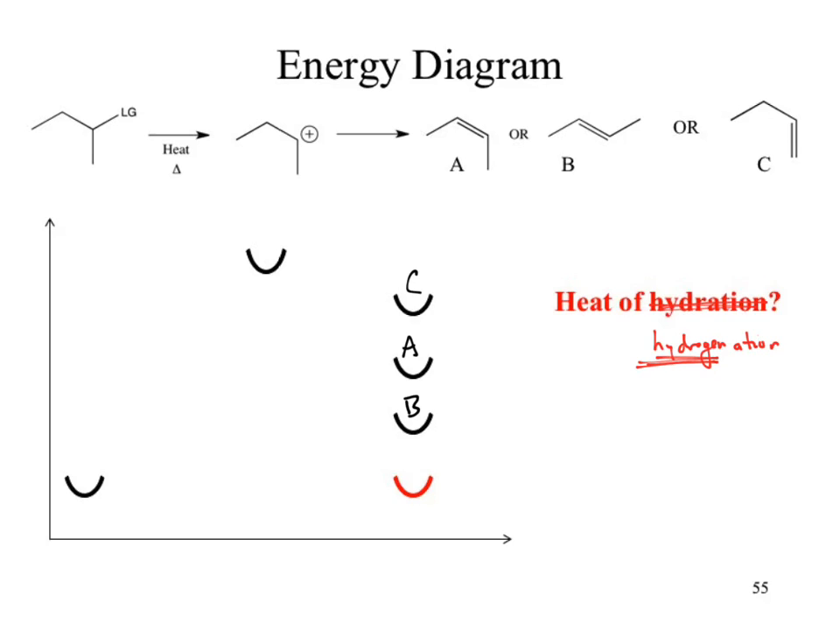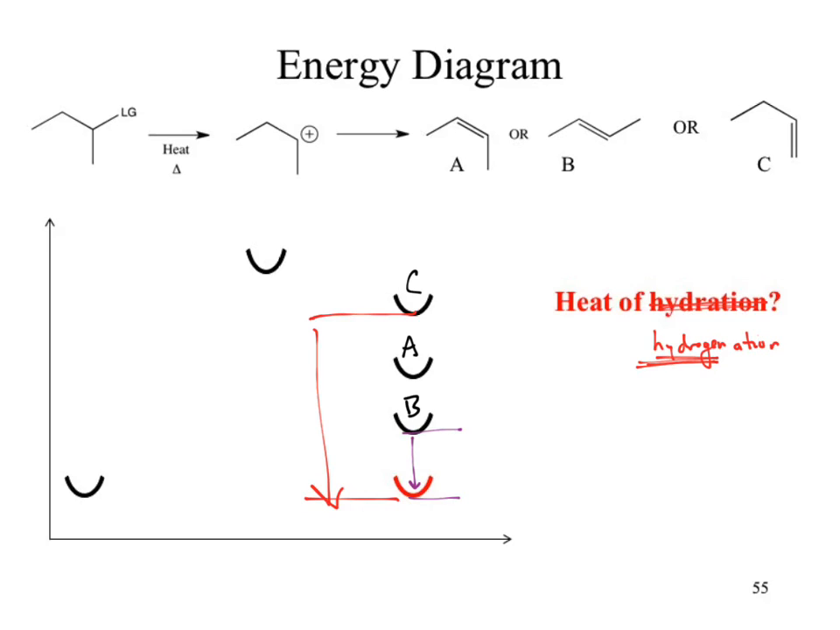If we look at the heat of hydrogenation for B, what is our heat going to be? Well, it's the distance between those two. It's a relatively small value. What is the heat of hydrogenation for C? A much bigger value, right? So the energy diagram can give us a concept of what's happening with the heat of hydrogenation. So when you see questions about heat of hydrogenation, the best way to do it is to look at an energy diagram.